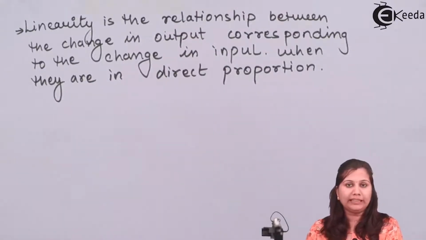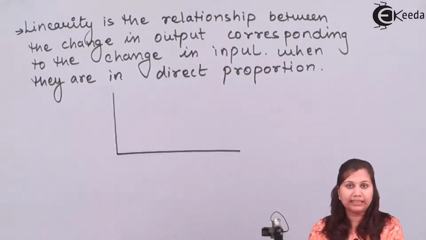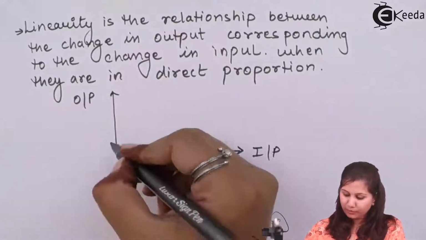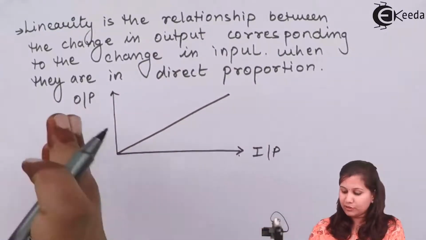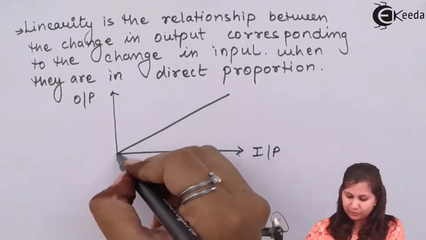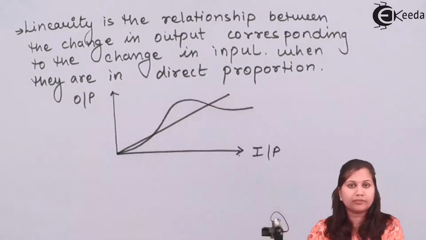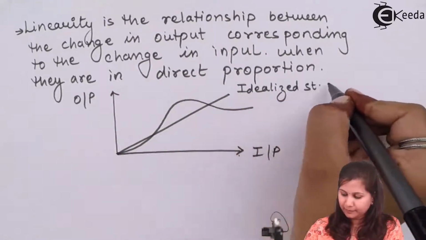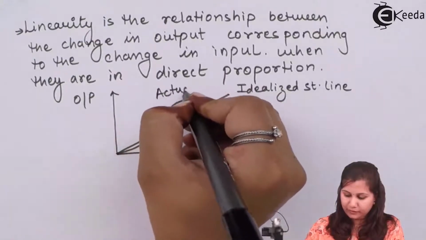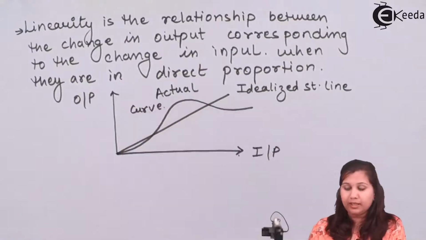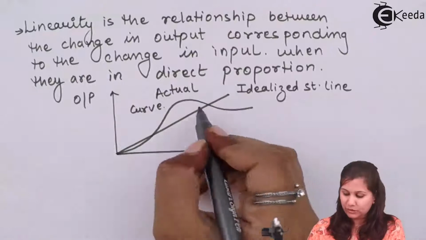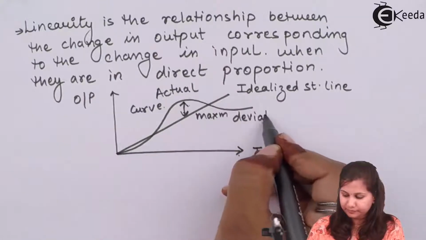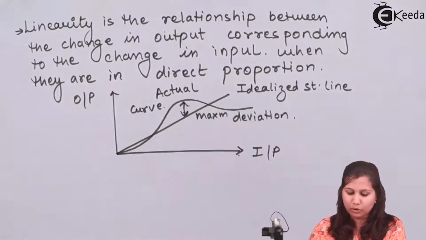As I have drawn the graph of a linear instrument, suppose we now define non-linearity. This is the input, this is the output. A linear instrument will have a straight-line relationship between the input and the output, whereas for a non-linear instrument, suppose this is the curve we get. This is the idealized straight line and this is the actual curve. The deviation of the actual curve from the idealized straight line, the maximum deviation, is defined as the non-linearity.